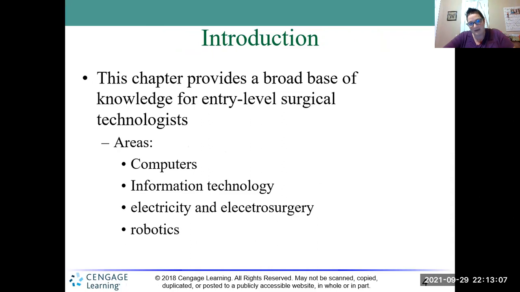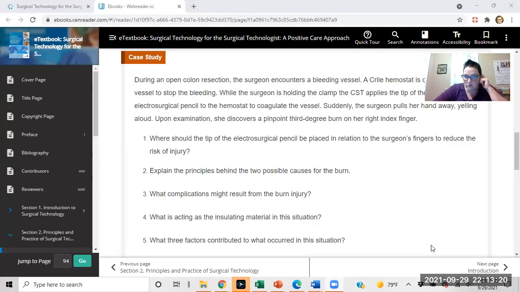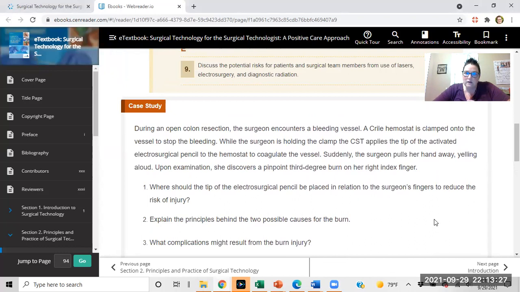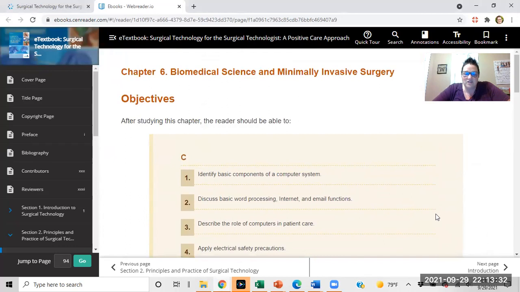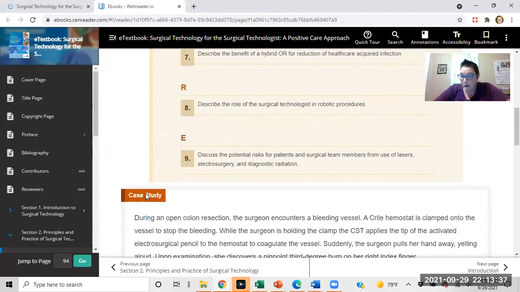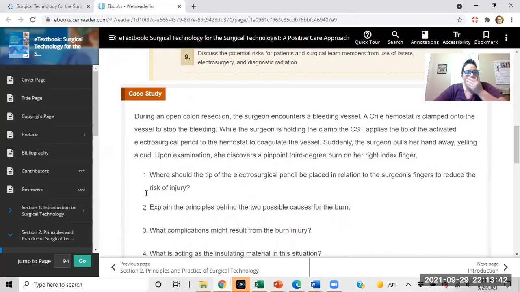At the very beginning of this chapter, let me stop the sharing, make sure it's completely sharing. At the beginning of this chapter is this case, and just as we talked about tonight, I want you to be sure you're reading these cases in the beginning as you look at the objectives that are in this chapter, reading those, being prepared to learn about that as you read the chapter. I want to make sure that you're reading this chapter.